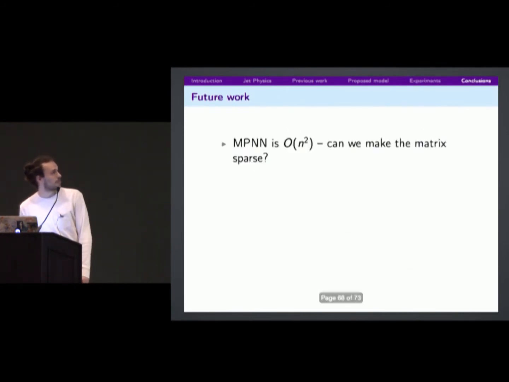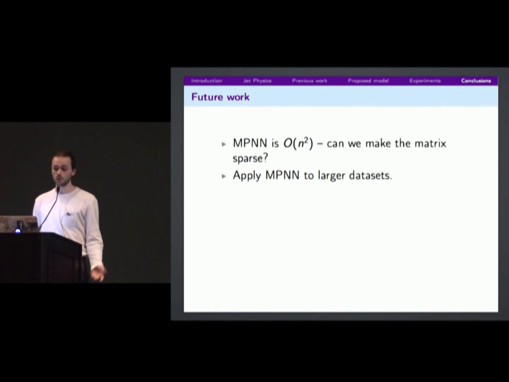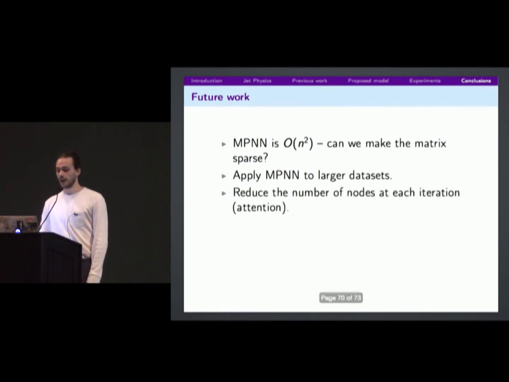Future work. The problem with this approach is it's quadratic in the nodes. So you're trying to learn an adjacency matrix based on 100 or 200 nodes. And that's OK, because that's something like 40,000 entries. But let's say you have 1,000 nodes. Now you have a million things to learn. So there's a question, can we make this matrix sparse? And that would help us to apply it to larger data sets.